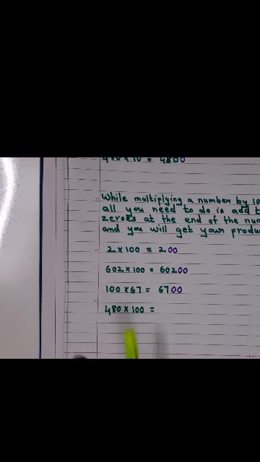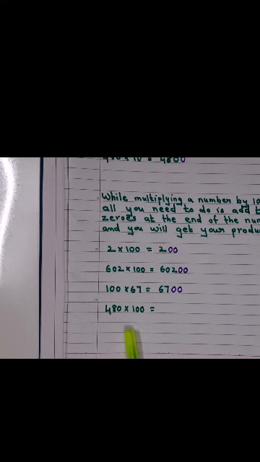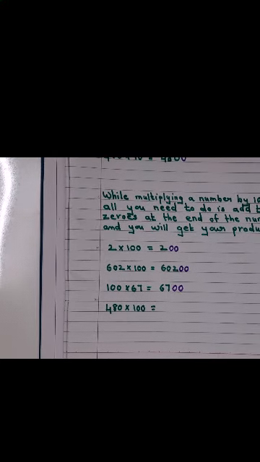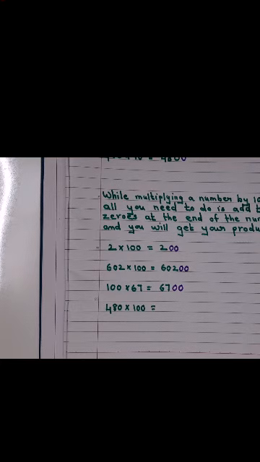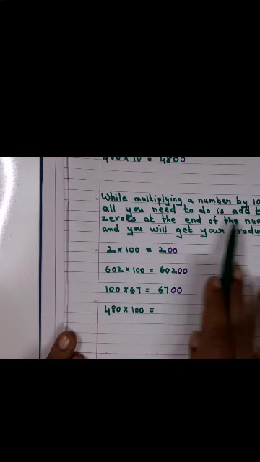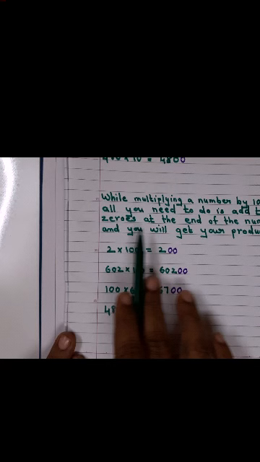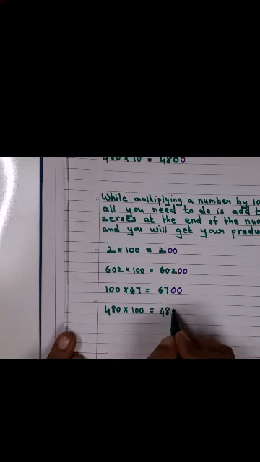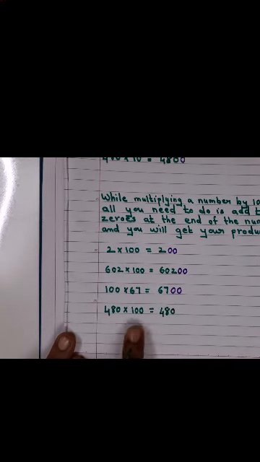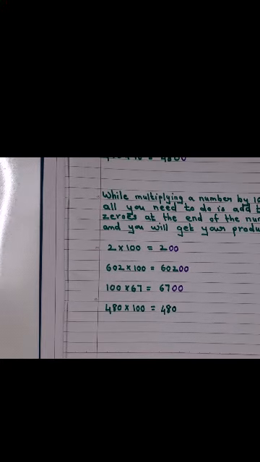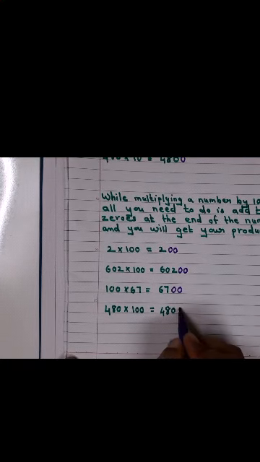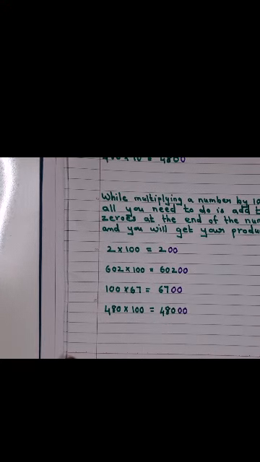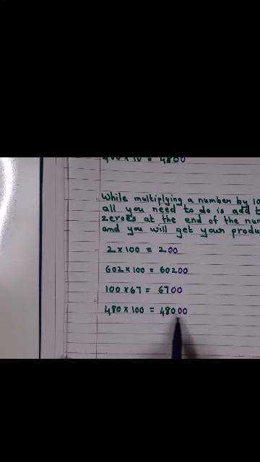Now children, this was the mistake where most of you have done. Please pay attention. 480 into 100. What does it say? While multiplying a number by 100, all you need to do is add 2 zeros at the end of the number. Now which is your number children over here? 480. Right? Now I have to add 2 zeros. Why 2 zeros children? Because I am multiplying by 100. Okay? So this is my number.